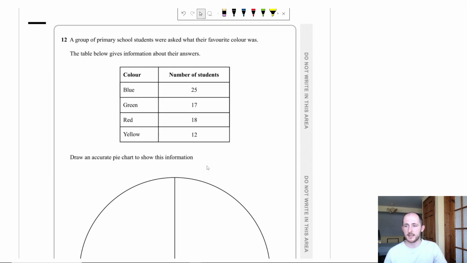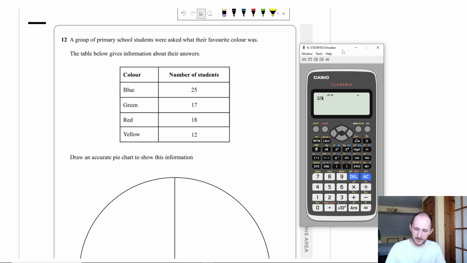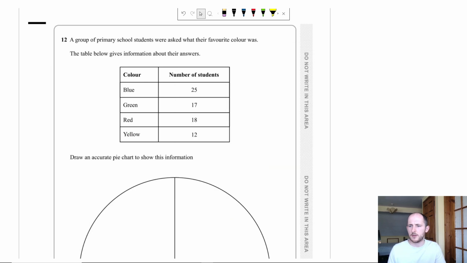So the way you do this is you need to work out how many degrees each one student gets. So what we're going to do is add up all of these students first. And that will give us 25 plus 17 plus 18 plus 12. 72. Okay? Cool.